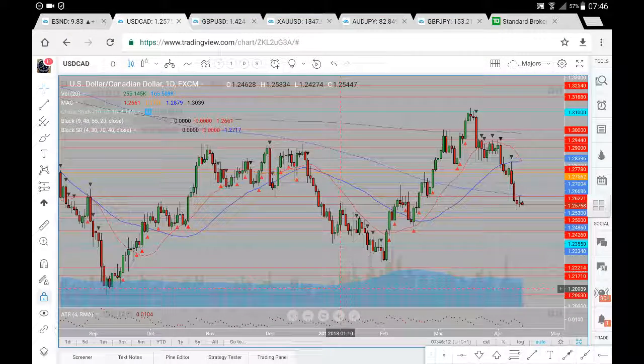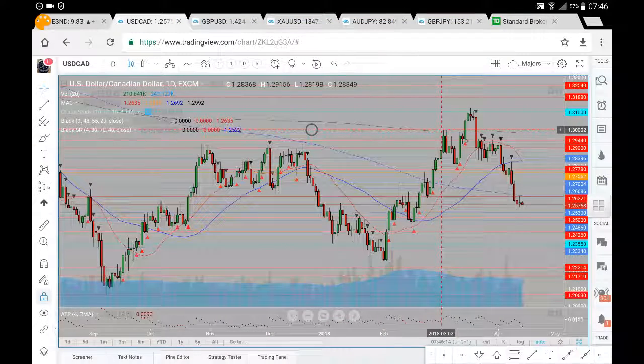We get the scale on here correct, as we can see. Pretty much we've got a shoulder, head, shoulder. There we are, and we are seeing the resolution here to the downside.